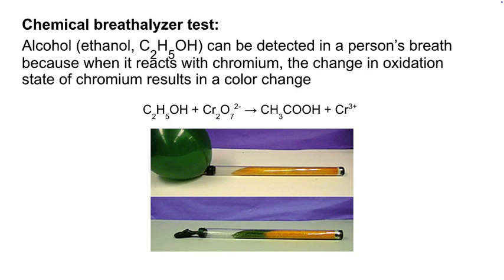Okay? So we can then compare the amount of that color change back to how much ethanol was actually present in your breath. We then run correlations and tests to say, well, if you had this much alcohol in your breath, that likely means there's this much alcohol in your bloodstream. And that's how they're testing it. Okay? So it's based off that color change through a redox reaction.